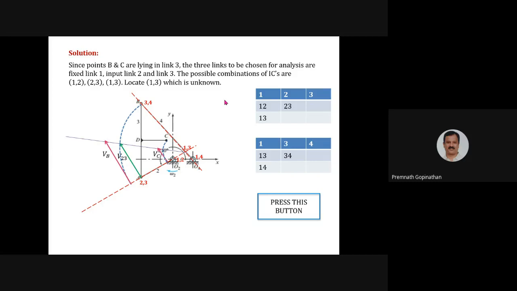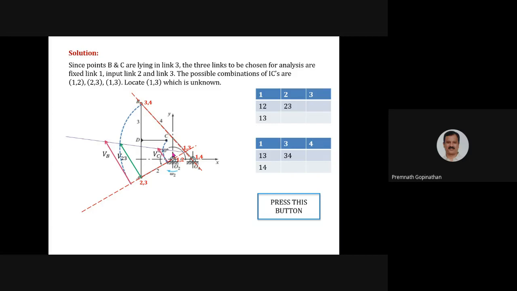You can also get omega 3 by taking V23 as the velocity vector. Divide V23 by the distance 2, 3, 1, 3. That is the distance of the point from the center of rotation 1, 3, so 2, 3, 1, 3 is the radius of rotation of point 2, 3. You measure that distance and the magnitude of the velocity vector, and divide the velocity vector by that radial distance. You'll get omega 3. In all three cases, omega 3 will be the same.